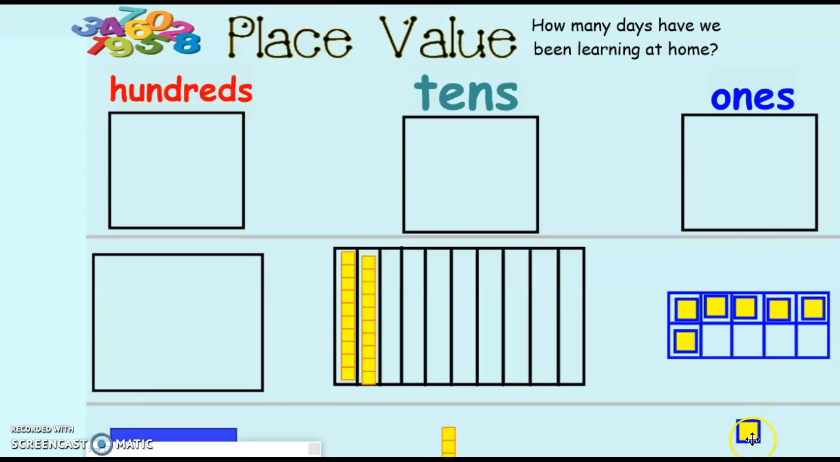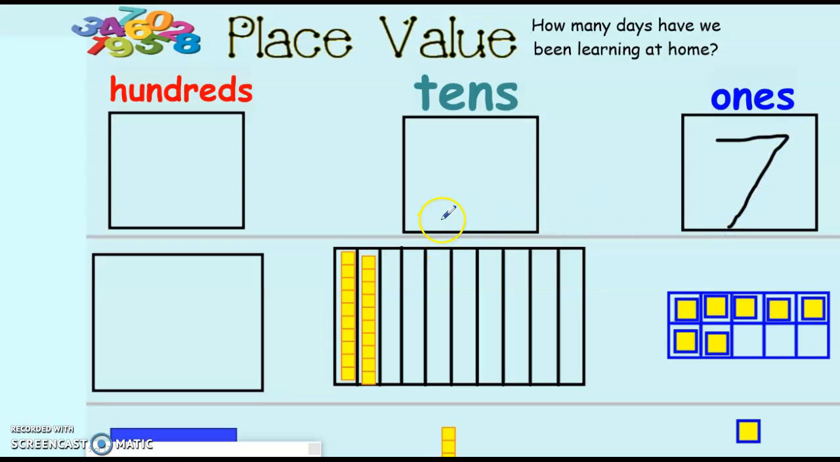Okay, how many days have we been learning at home? We need to add 1 to our tens frame. Can you look at our tens frame now and quickly figure out what number we need to write in our ones place? I hope so. We know that there's 5 here already, so you can count on from 5. 5, 6, 7. Very good. We can write the number 7 in our ones place.